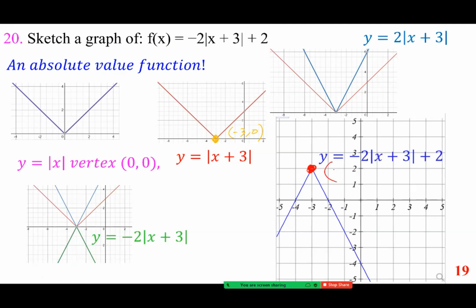Located at the same x-coordinate of -3, shifted up 2 units. It's pretty straightforward.